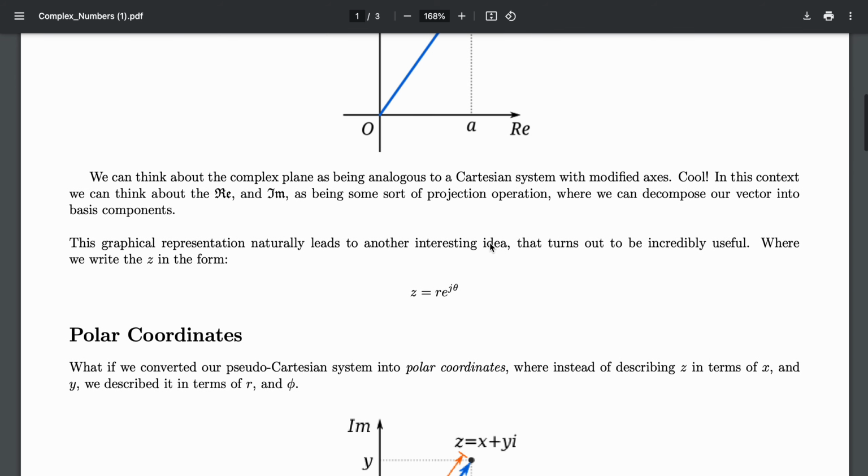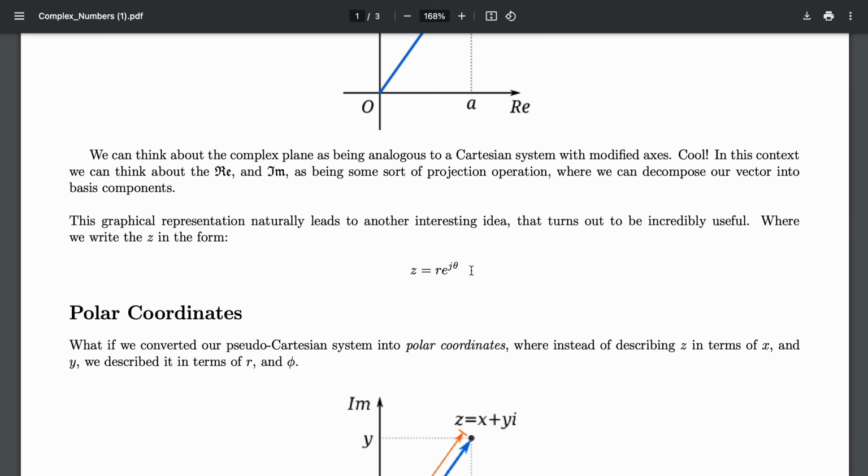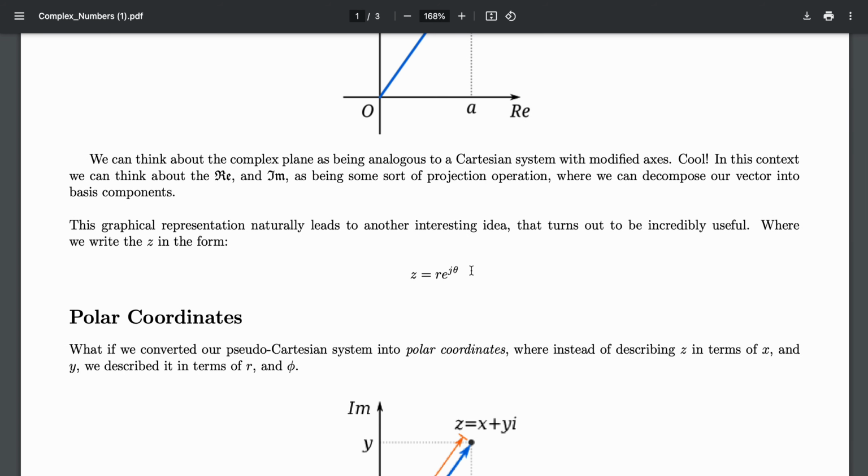Okay, so this graphical representation naturally leads to another interesting idea that turns out to basically be the most useful representation, at least for applications in engineering and in physics, or anywhere where there's some sort of dynamic systems. And we'll talk more about that in future videos. But for now, we want to eventually get to this form where we can write a complex number in the form r e to the j theta.